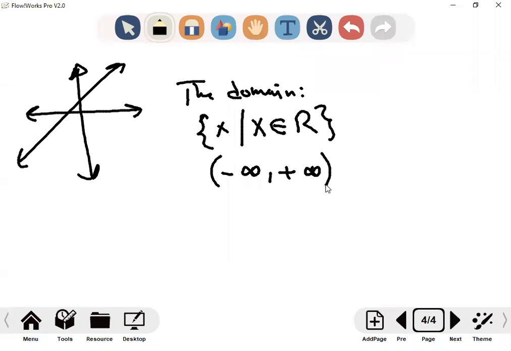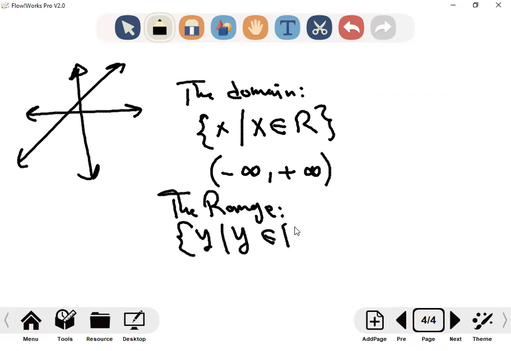Same for the range, but I will use y, okay? Now, if you take a look, the line covers all the y. There is no minimum or maximum like the first one. So here the range, I can say y such that y in R, or from negative infinity to positive infinity. This is the range. Okay? Any problems, guys? Fine. Yes, Habibi.